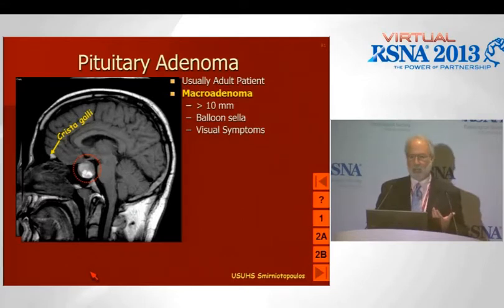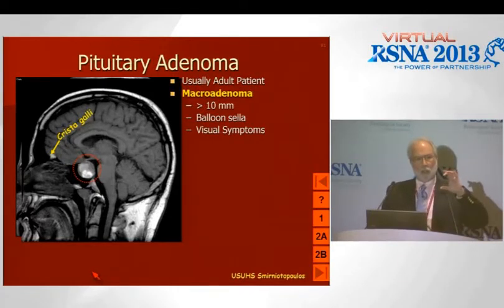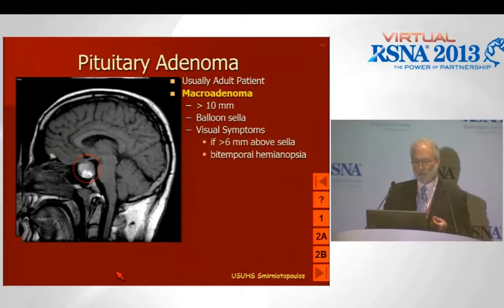Macroadenoma is defined as being larger than 10 millimeters. If it's bigger than 10 millimeters, it will cause a balloon-like enlargement of the pituitary fossa. If it is larger than 13 or 14 millimeters, it will press on the optic chiasm and cause that classic presentation of a bitemporal hemianopsia.